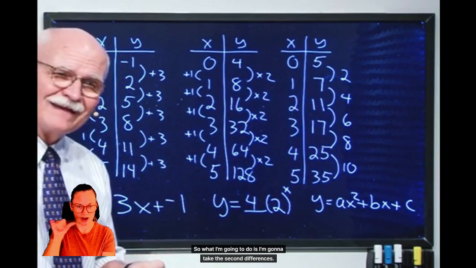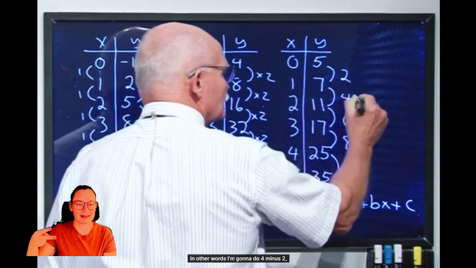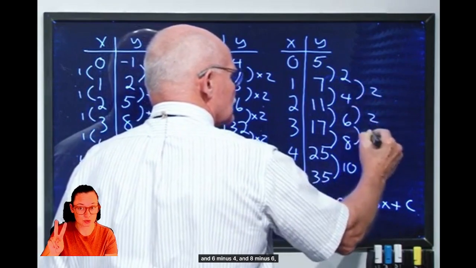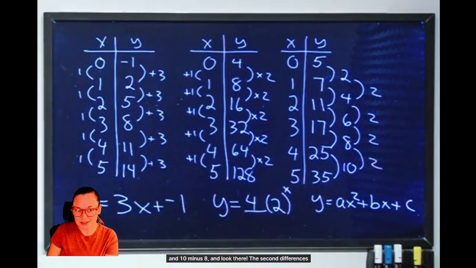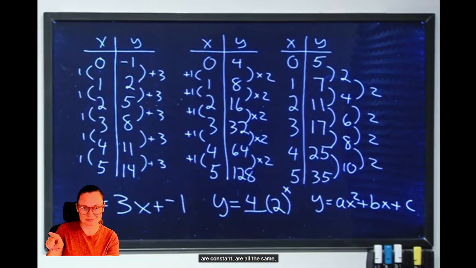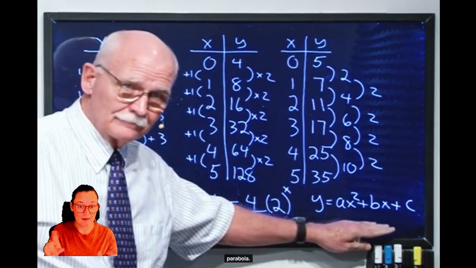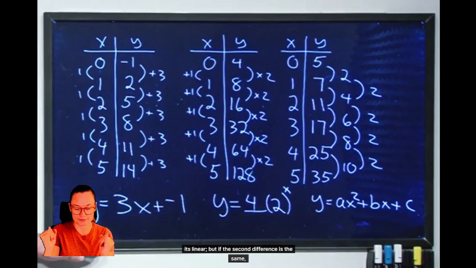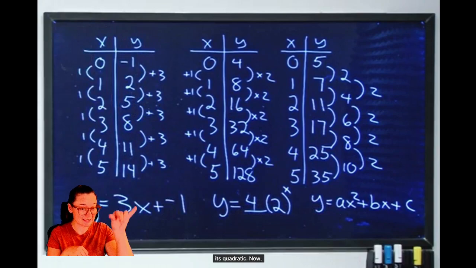So what I'm going to do is take the second differences. In other words, I'm going to do 4 minus 2, and 6 minus 4, and 8 minus 6, and 10 minus 8. And look at that. The second differences are constant, are all the same. And when that happens, that's an indication that you're looking at a parabola. Okay? So if the first difference is the same, it's linear.